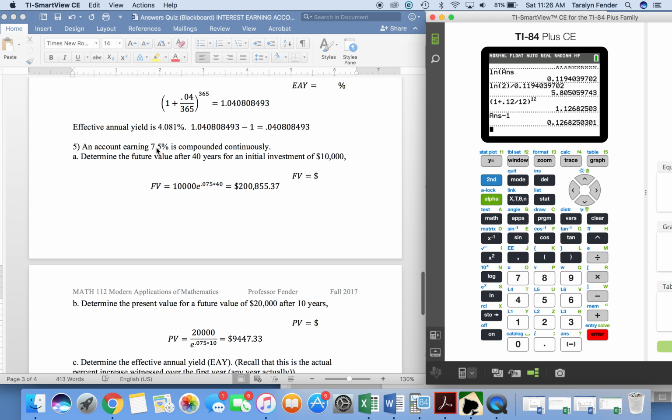An account earning 7.5% is compounded continuously. We use E. $10,000 times E raised to the 0.075 times 40 because it's 40 years. So we'll plug that one in. So 10,000 times E, so that's second natural log, and then you plug in the percentage for rate, 0.075, and times the number of years, and then press enter. And then make sure you round appropriately.